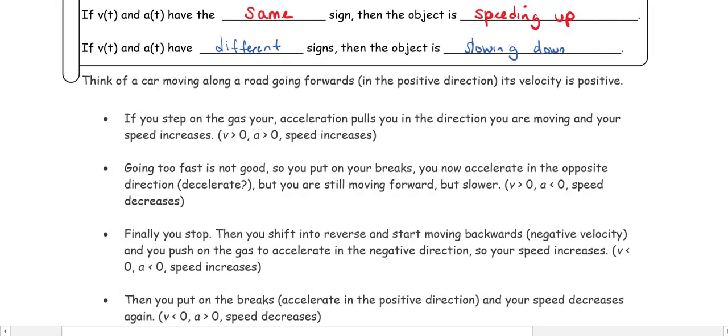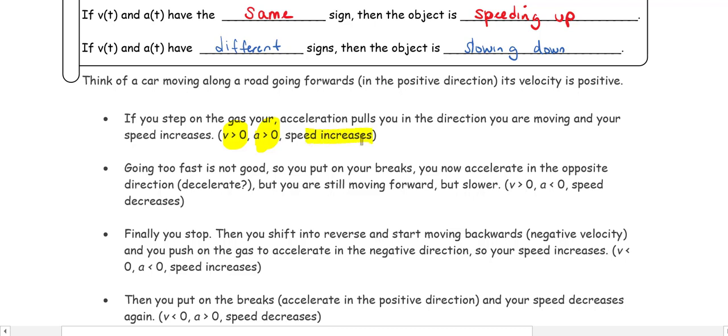So think of a car moving along and going forwards. I'll say forward is the positive direction, and therefore the velocity is positive. If you step on the gas, your car is going faster, right? Acceleration pulls you in the direction you are moving, and therefore your speed increases. So notice this is the case where the velocity is positive, acceleration is positive, speed increases.